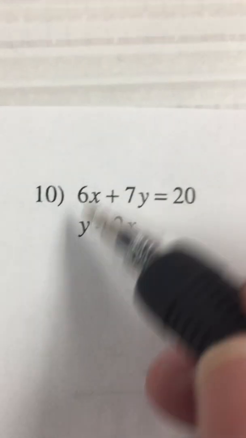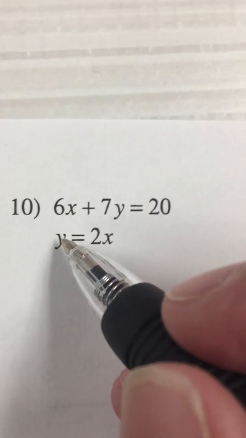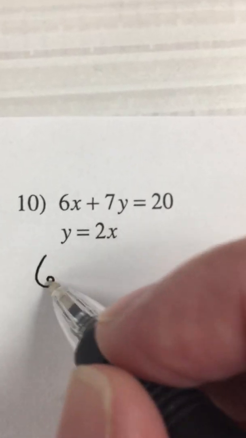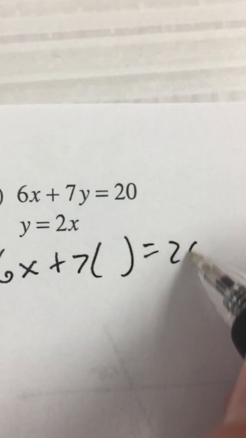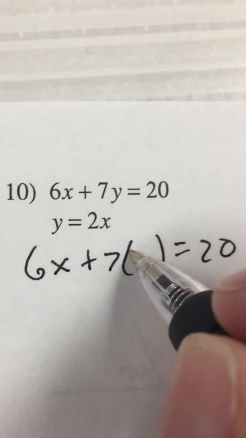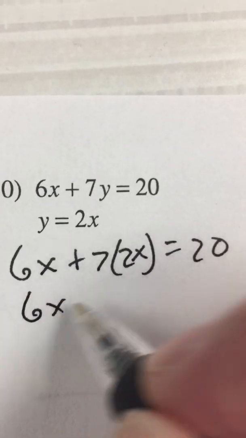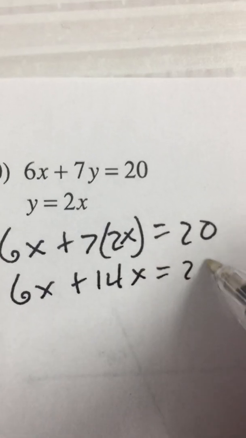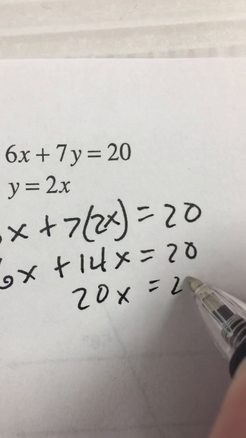So here we go. And again, solving the systems of equations, looking for where the two lines intersect. Since one of them is already in y equals format, I'm just going to plug it into where the y is. So 6x plus 7 times my y is equal to 20. And what is y equal to? It's equal to 2x. So I just plug it in here. Now I have an equation with all x's. Simplify. 7 times 2 is 14x equals 20. Combine my like terms. That gives me a 20x equals 20.